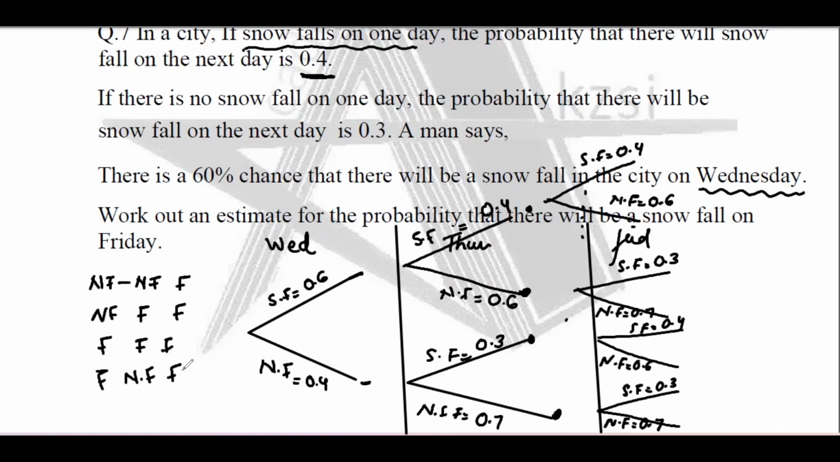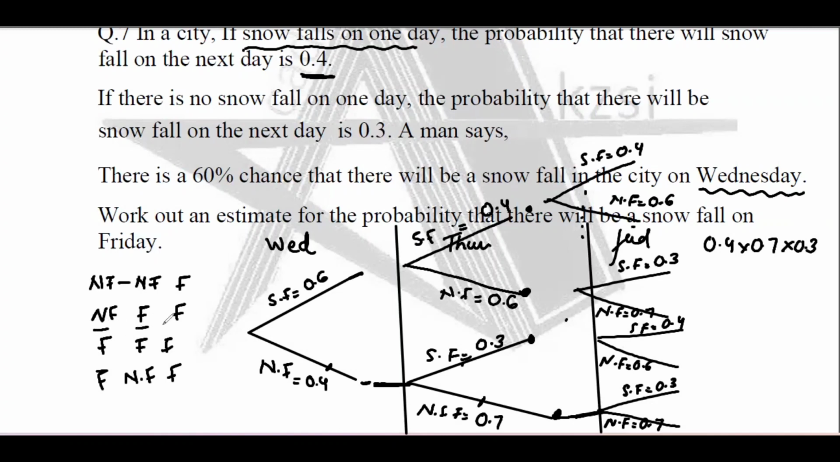Let me find the answer. So no fall on Wednesday is what? 0.4. You can clearly see no fall on Wednesday is 0.4. Then you have to pick this branch because you have picked no fall. So pick either fall or no fall. So no fall is 0.7, multiplied by 0.7. And if you have picked no fall, then again there are two conditions, fall or no fall. So 0.3.